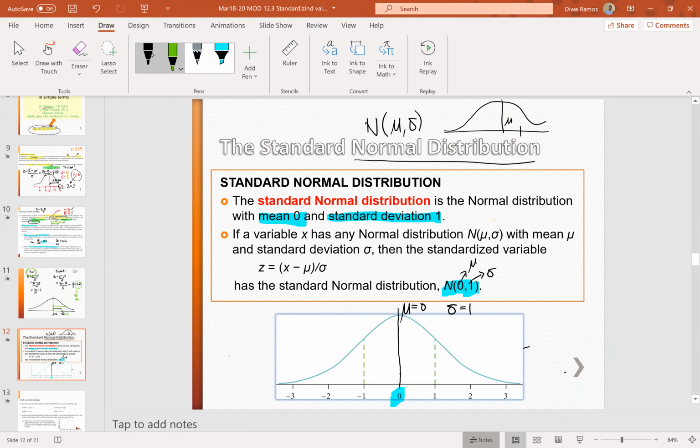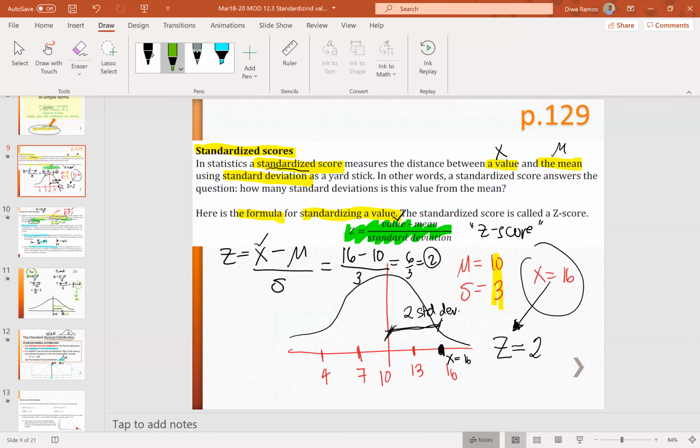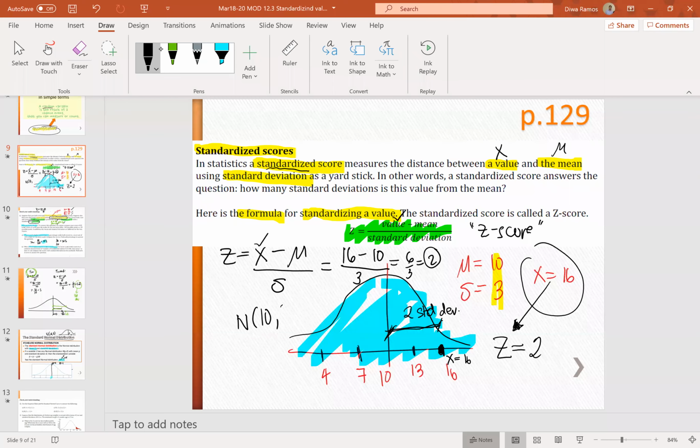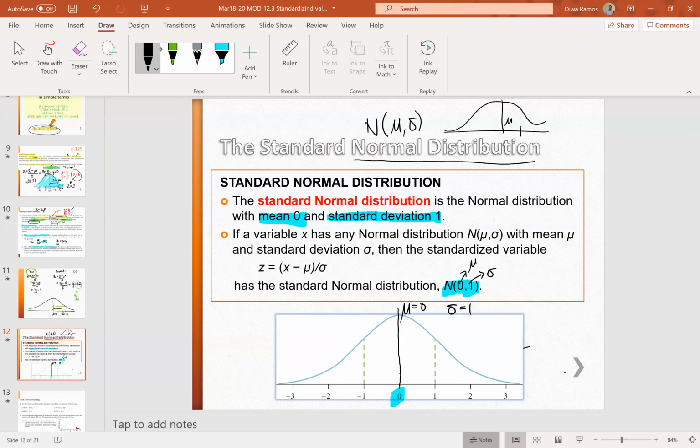Any other distribution is not standard. For example, this distribution here is not a standard normal distribution because it is centered at 10 with a standard deviation of 3. So that is not considered a standard normal distribution. It's just a regular normal distribution. But this one is considered standard because it's centered at 0. The mean is 0 and the standard deviation is 1. So that's a distance of 1 over there. Any questions so far?